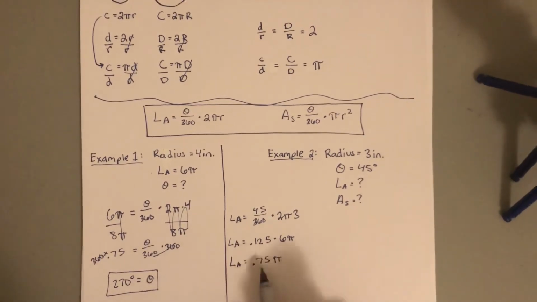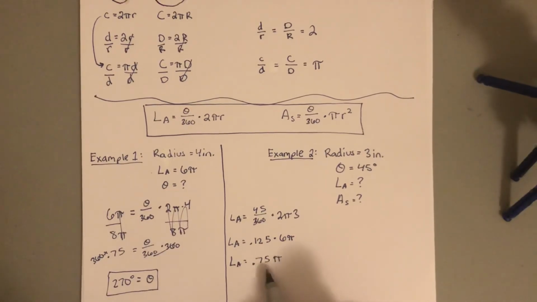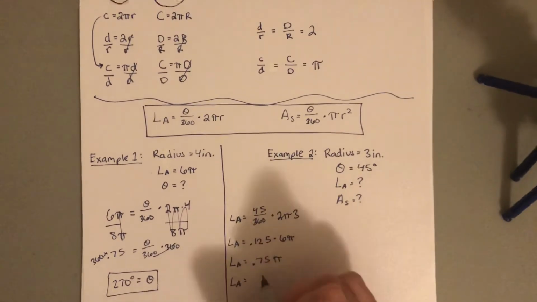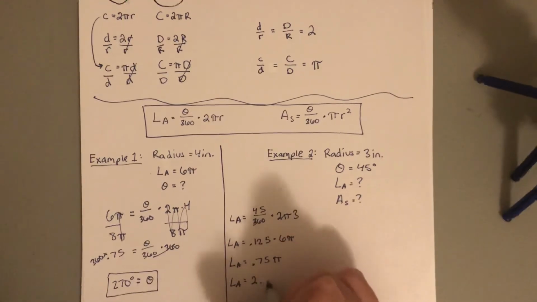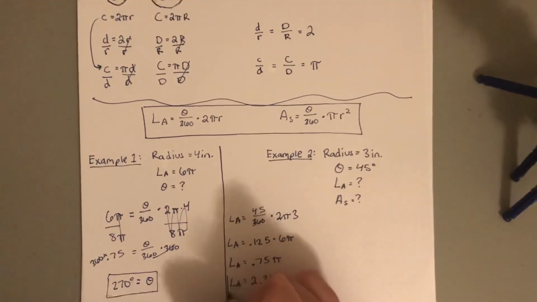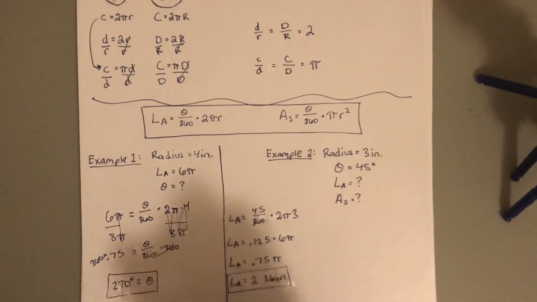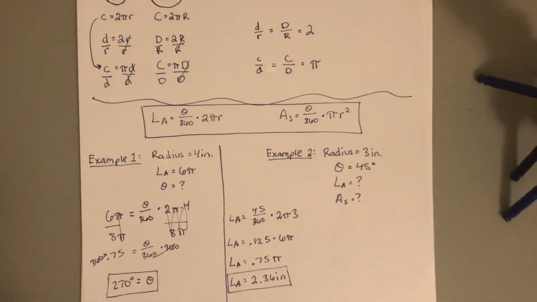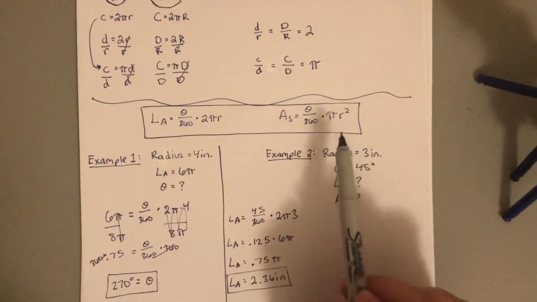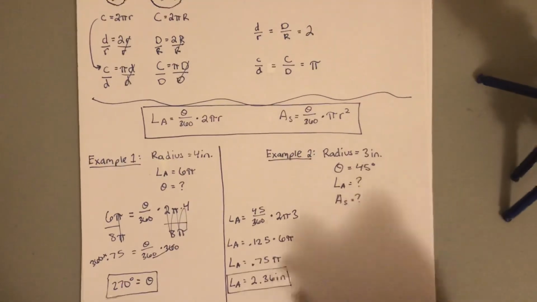So I could leave it like this. I could say that the arc length is 0.75 pi. Or I could simplify that and do 0.75 times 3.1415, and I get that the length of the arc is 2.36 inches. Okay. Now I can use that same information and plug it into this equation, and then I'll have the area of the sector that matches this.